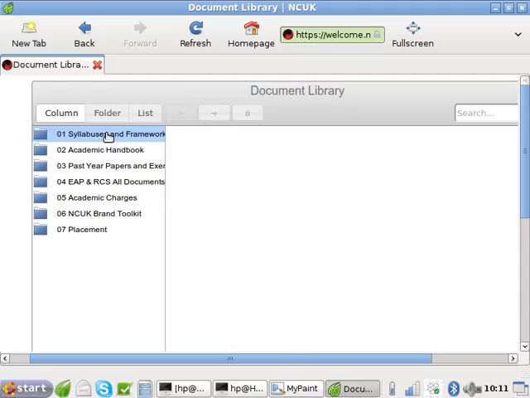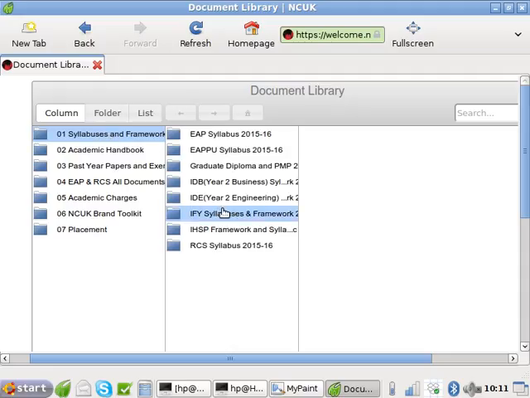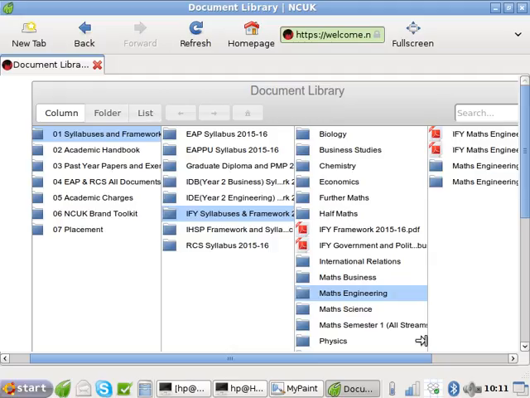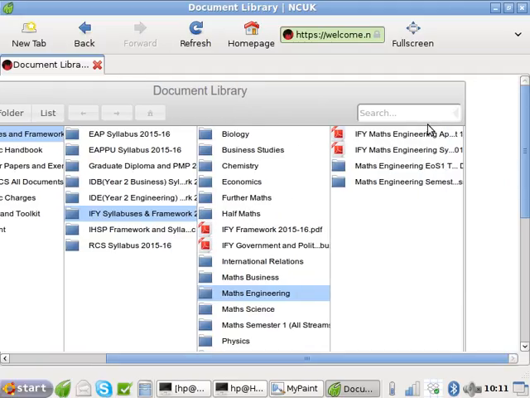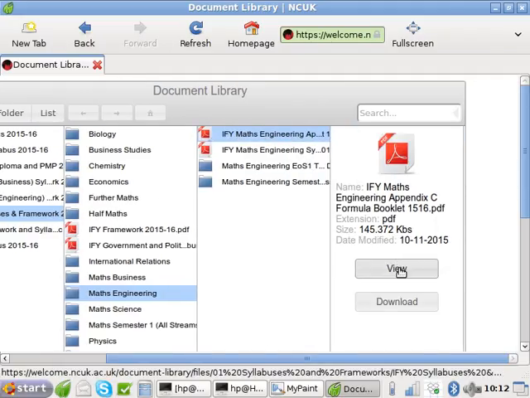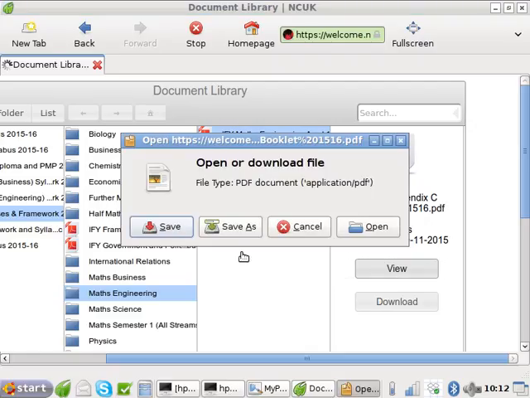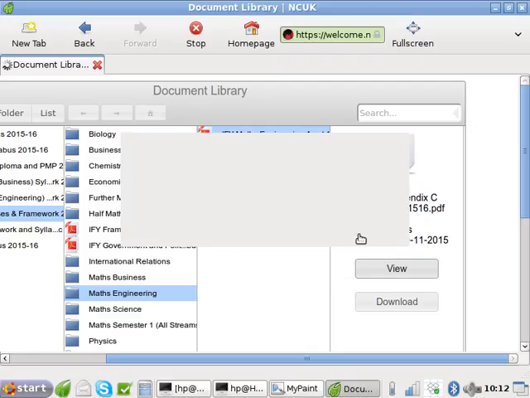Interesting. Alright, syllabus, IFY, maths engineering, and we want the formula book, which would be this one. Open.